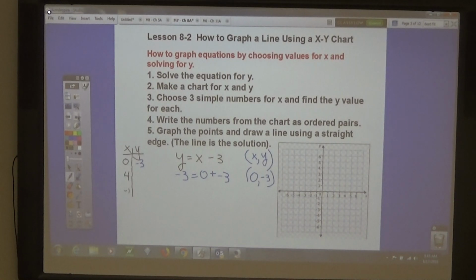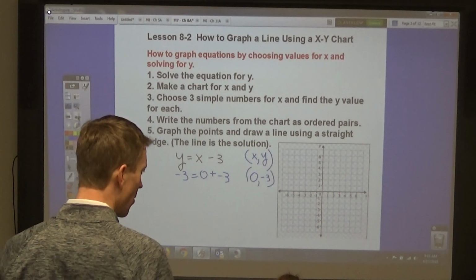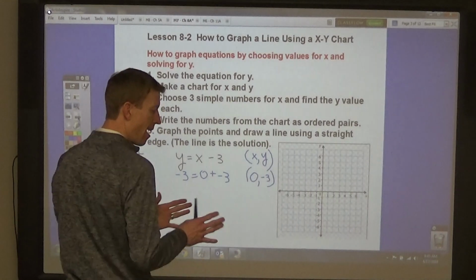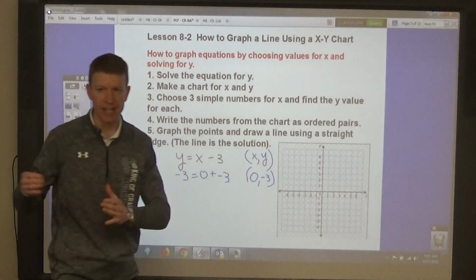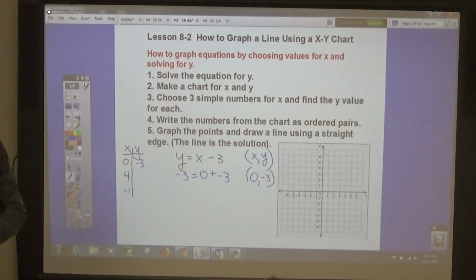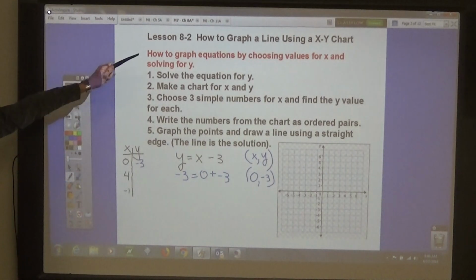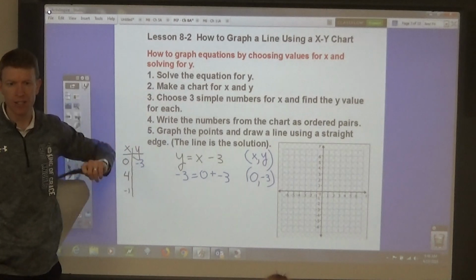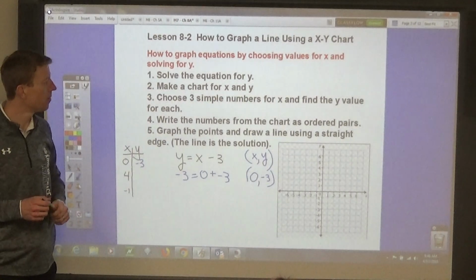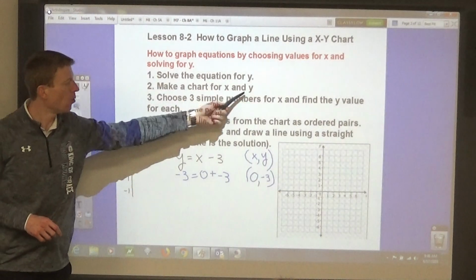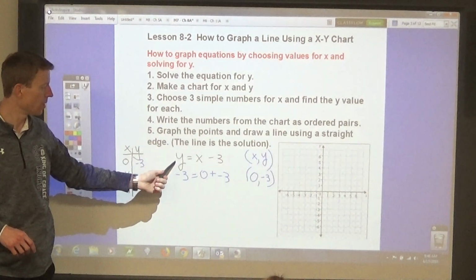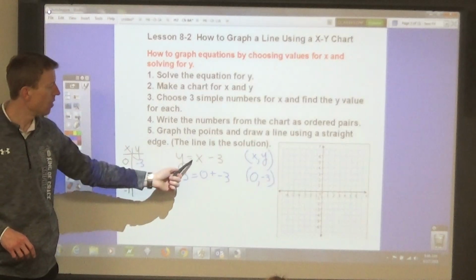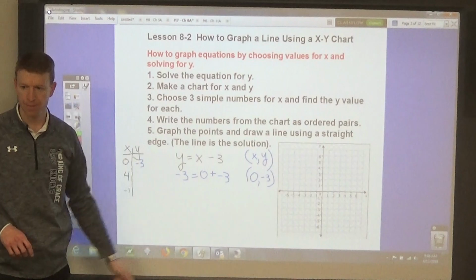So, in lesson 8.2, there's a lot of things that we're going to be talking about. We're going to break it down into 2 or 3 days. And the first thing we're going to learn about is how to graph a line, if you're given an equation that has an x and a y in it, like this example, y equals x minus 3.